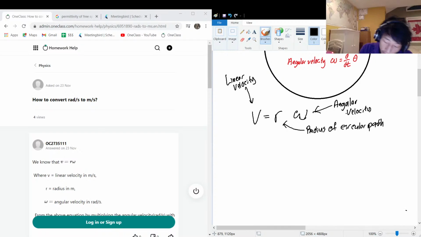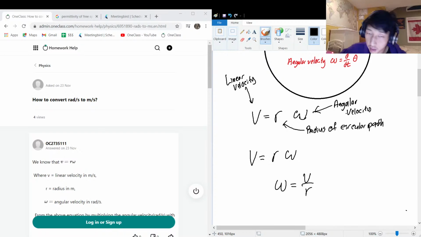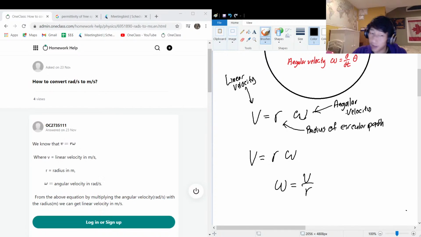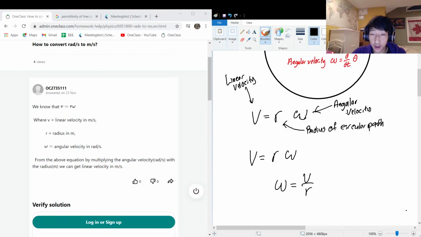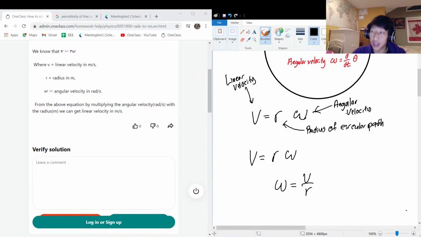This is v equals r omega, but you can also just divide both sides by r. So omega, not w, equals v over r. Omega is not a w. Thank the Greek alphabet for that. Okay, and if you know 2 of the 3 terms in this relationship, you could find the 3rd term, and then you could give yourself a high five because you have mastered the conversion between angular and linear velocity in circular paths.